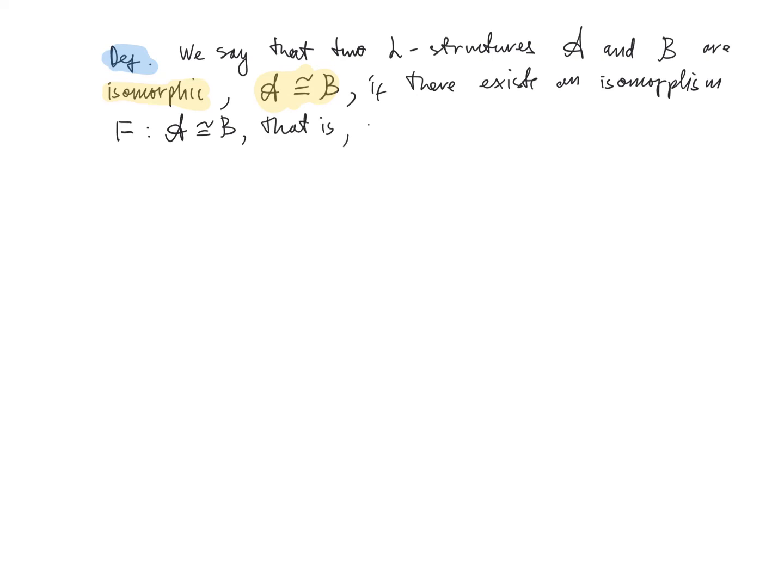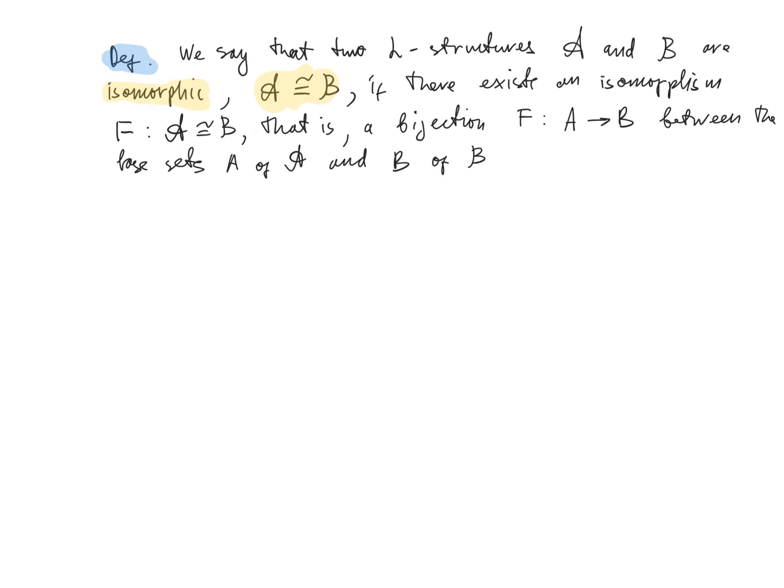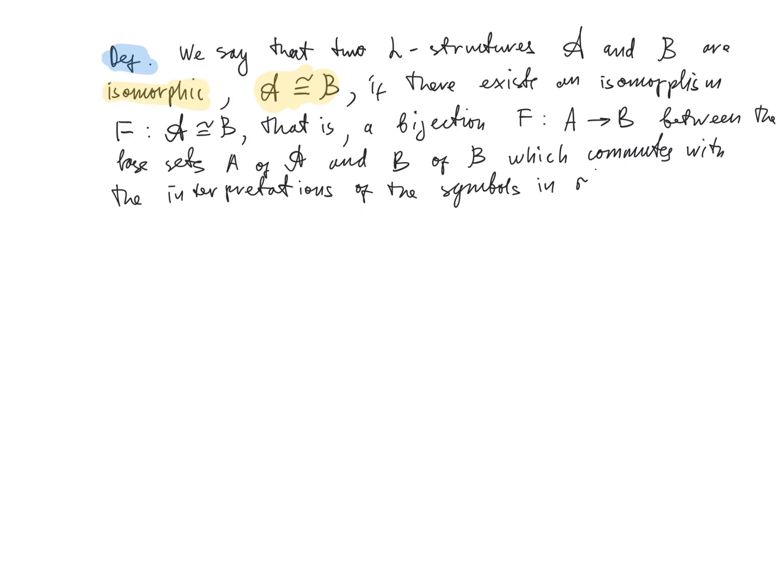that is, a bijection F from the base set of A to the base set of the L structure B, so a bijection between the base sets A of the structure A and B of the L structure B, which commutes with the interpretations of the symbols in the signature of L, in the non-logical part of L.